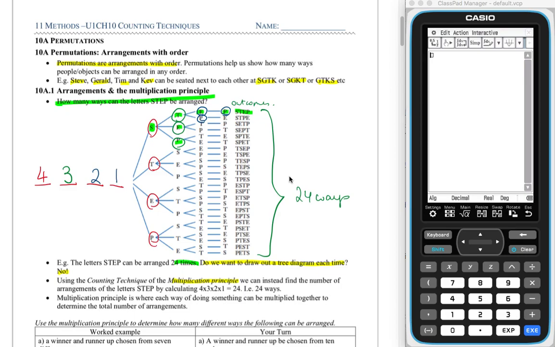So, how do we figure out the number of ways? Well, using the multiplication principle, we can just multiply these together instead. So instead of drawing a tree diagram, we can straight away go, there's 4 times 3 times 2 times 1, which is 24 ways. So we're going to use the multiplication principle to help us with our next set of examples.